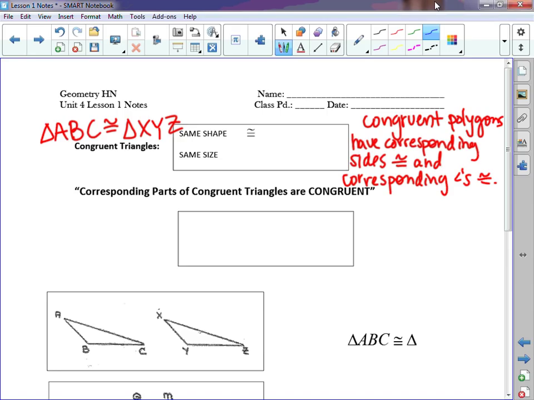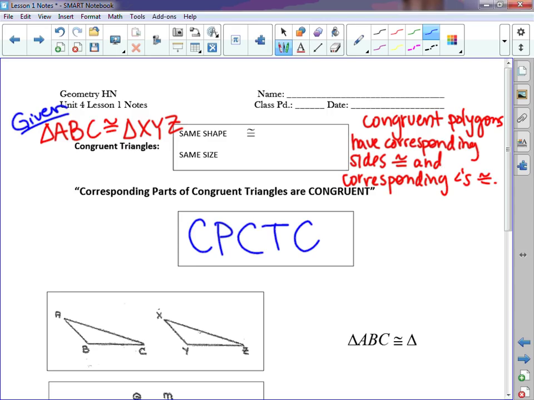Alright. Corresponding parts of congruent triangles are congruent. This is huge. This is vital to this chapter. We get to abbreviate this as CPCTC: corresponding parts of congruent triangles are congruent. What this says is if I have two triangles that are congruent, then I can say that their corresponding parts are also congruent. I have to be given that these two triangles are congruent. Then from here, I can identify each of the corresponding pieces as congruent.